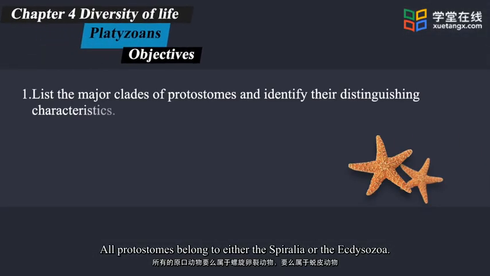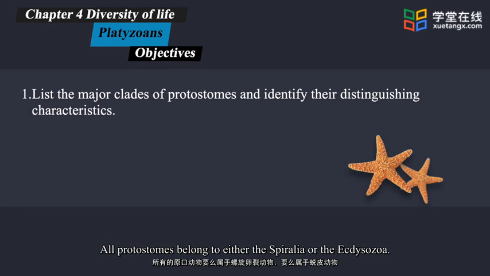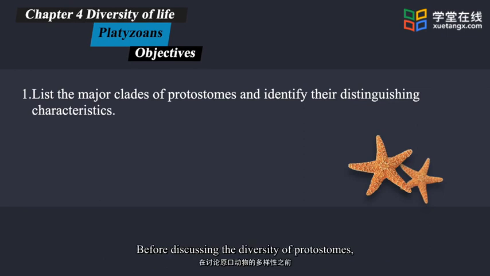All protostomes belong to either the Spiralia or the Ecdysozoa. Before discussing the diversity of protostomes, I'll briefly review the characteristics of these groups.